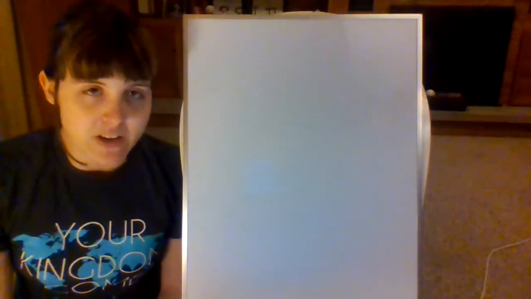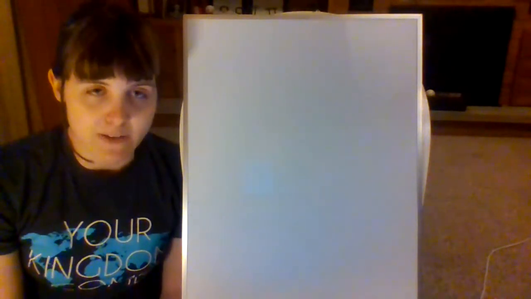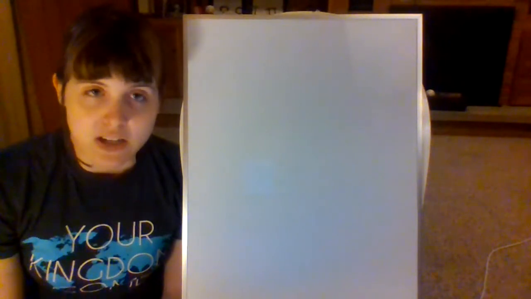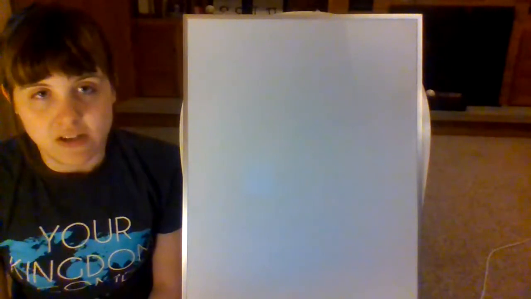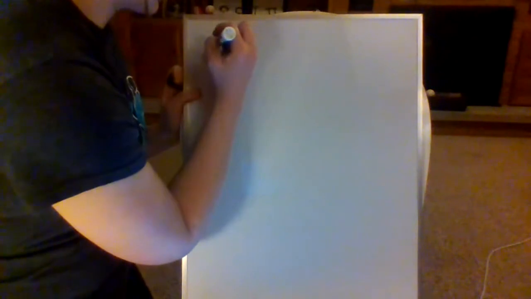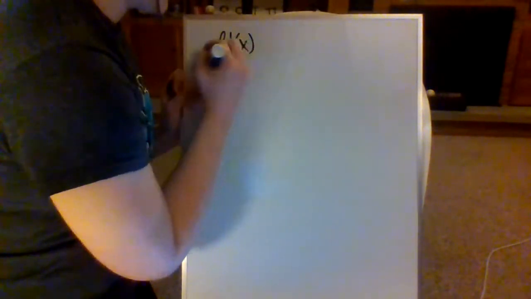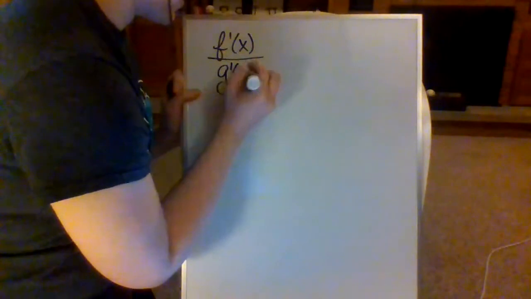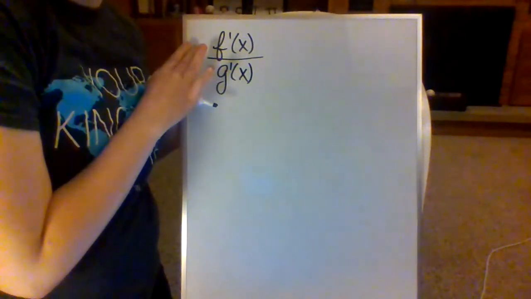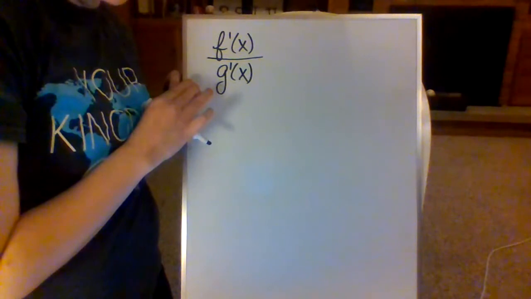Before, we used other algebraic ideas, like using the highest power of x or factoring. Well, with this idea, you find the derivative of the top and the bottom of the fraction, and then you can use direct substitution to get the answer. Okay, so here we go. L'Hopital's rule looks something like this. That means you find the derivative of the top function and the derivative of the bottom function.